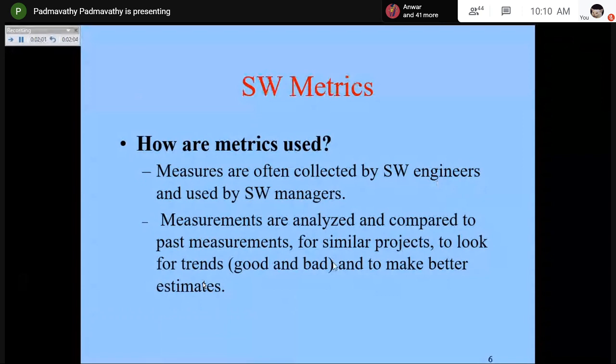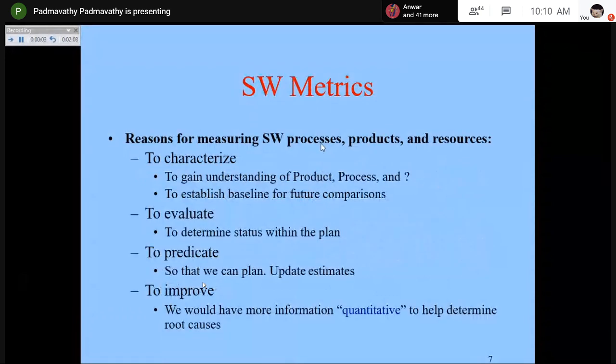So, the reasons for measuring the software process, product, and other resources involved in the development of the software. Why? To characterize. To characterize is to gain understanding of the process and product as well as the project that you are carrying out. So, to establish a baseline for future comparisons. I told you that: they'll compare with the previous, similar project which they've already done, to improve themselves, to identify where they are standing in the current project.